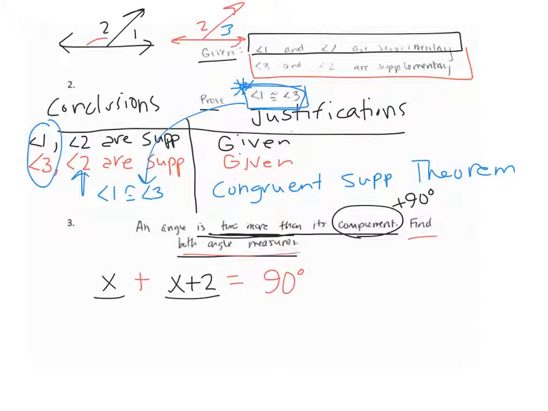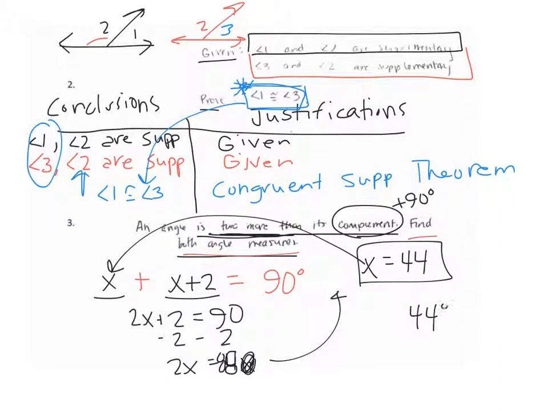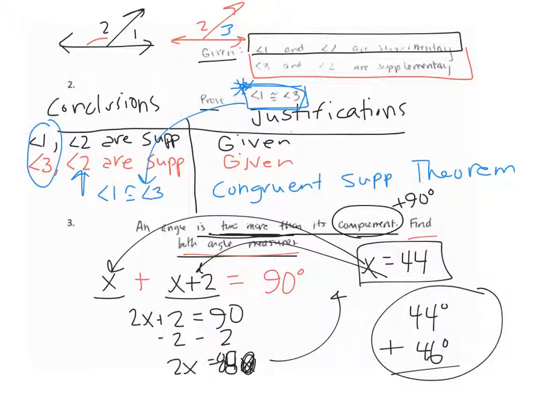Now it says find both angle measures. Well, first I have to solve for x. So I have 2x plus 2 equals 90. Subtract 2, subtraction property of equality, 88. Then division property of equality, oh I have x. So x equals 44. But that didn't answer the question. X is 44, find both angle measures. So one angle has to be 44 degrees, and the other angle has to be 46 degrees. And check it, do they both add up to 90? Yep, so here's my answer.